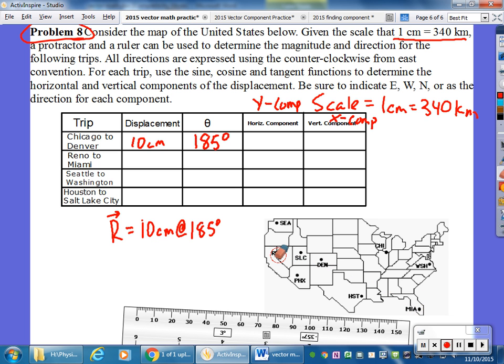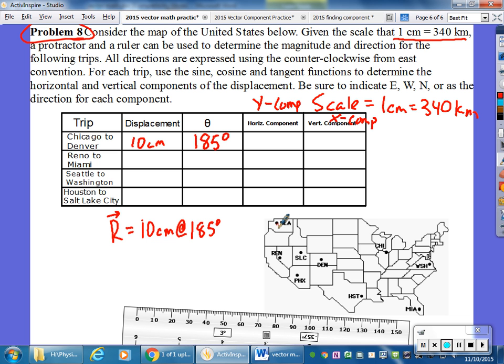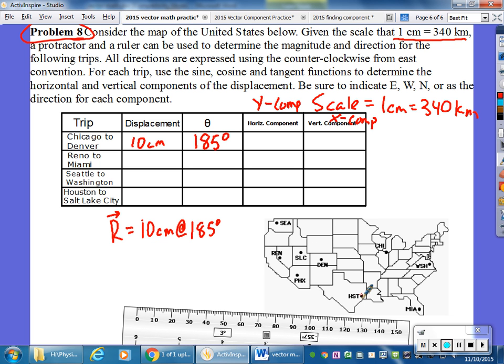And then again, you're going to have X and Y. Then the third one is from Seattle, Washington, from Seattle to Washington. So again, all the way back across the country here. See if I can draw a little bit straighter line, something like that. You'll measure that one. And then the last one is going to be from Houston, right here in good old Texas, to Salt Lake City. And Salt Lake City is right there, so that's going to be like that. So those are your lines.